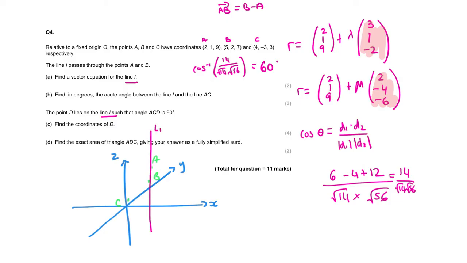This is L1. And then also, part B says find the degrees of the acute angle between the line L and the line AC. So if I was to connect AC, I would have AC and the line L. We know this is 60 degrees. D lies on the line and makes an angle ACD of 90. So this is then 90 degrees and this is D.